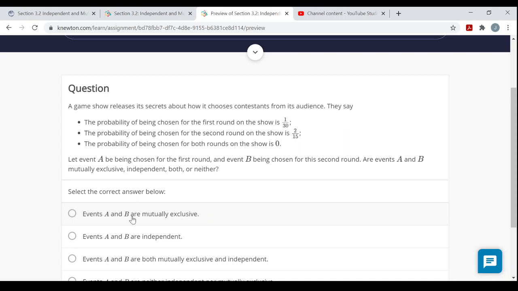All right. So they are mutually exclusive because they cannot happen at the same time. I can't have A and B happen at the same time. You can't be selected for both rounds. They mentioned that here. The probability of being chosen for both rounds is 0. So they are mutually exclusive. Are they independent?